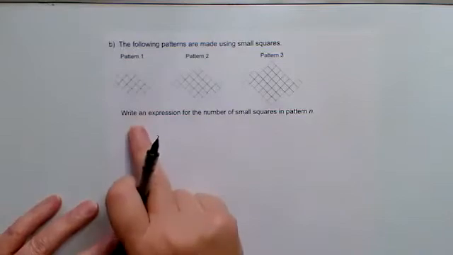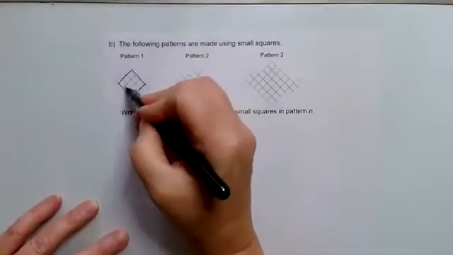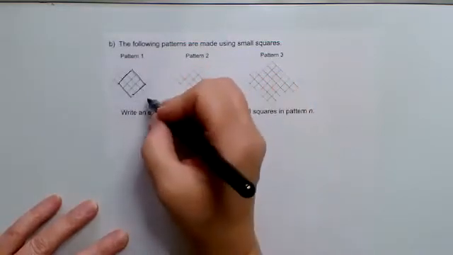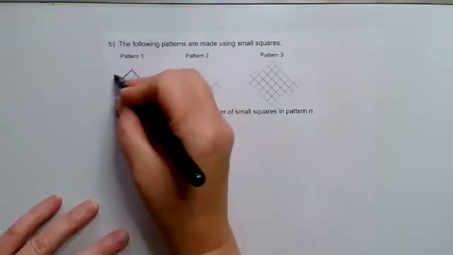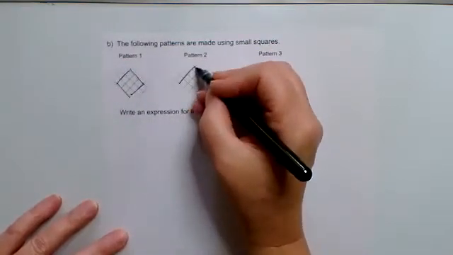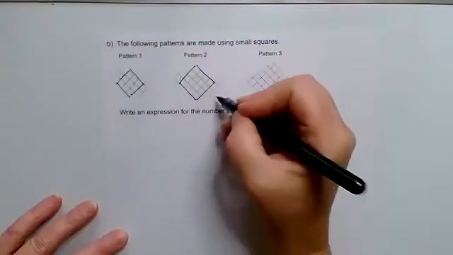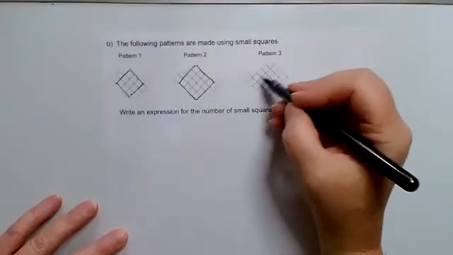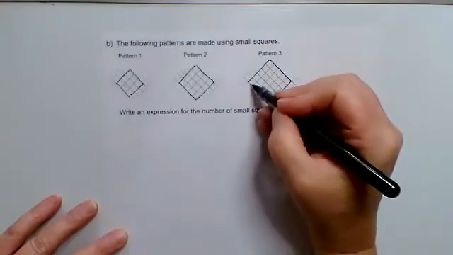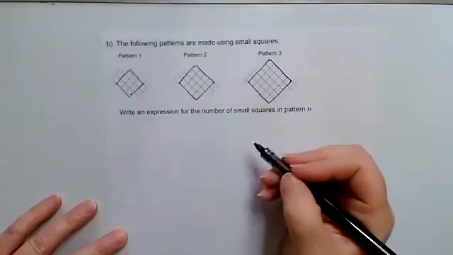look at the pictures. Now if I look at this picture, the first picture, I can see that I've got a 3 by 3 square in the middle, and then I've got 1, 2, 3, 4, 5, 6 squares on the outside. The next pattern, I've got a 4 by 4 square, and then I've got 1, 2, 3, 4, 5, 6 squares on the outside. And if I look here again, I've got a 5 by 5 square with 6 squares on the outside.